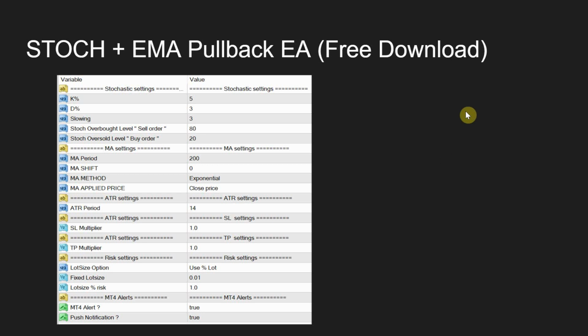So again, you can download this indicator absolutely free, and if you guys watch the RSI video or have the RSI EMA pullback EA, then you will notice that the settings and the look and feel is pretty similar to the RSI one. So at the top, you've got the stochastic settings. Again, they're fully customizable: the K percentage, D percentage, and the slowing, 5-3-3.